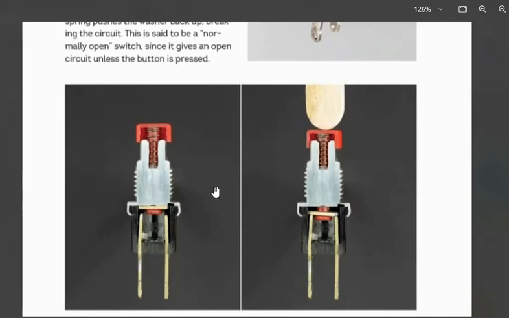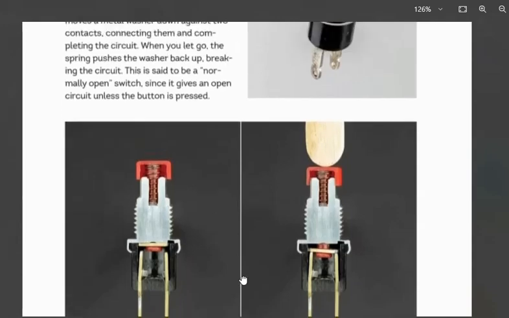These buttons are often found in hobby electronics projects. They are not commonly used in commercial products. However, the basic principle of operation applies to other, more common types of push button switches that are used in various electronic devices.